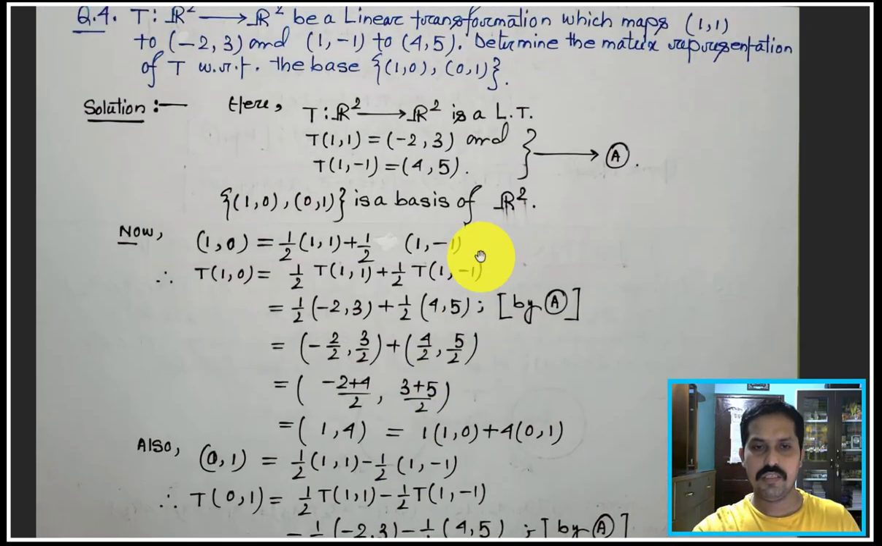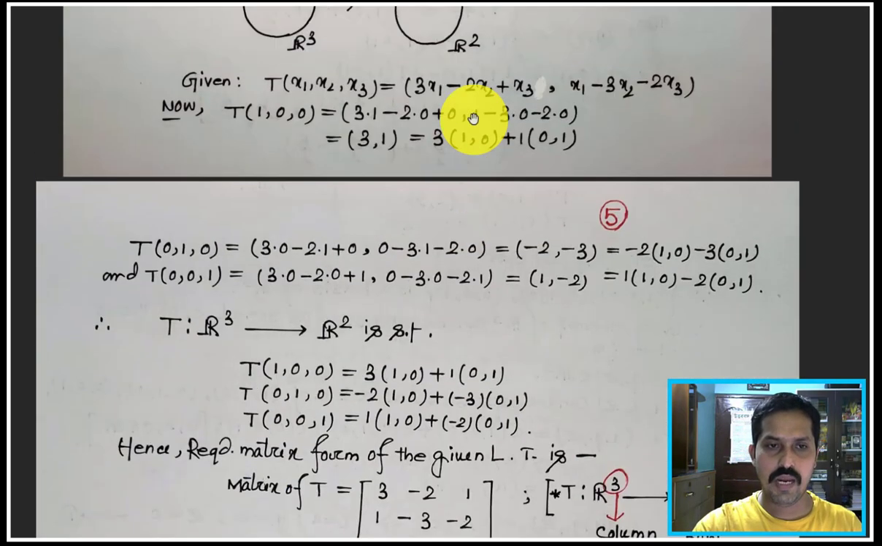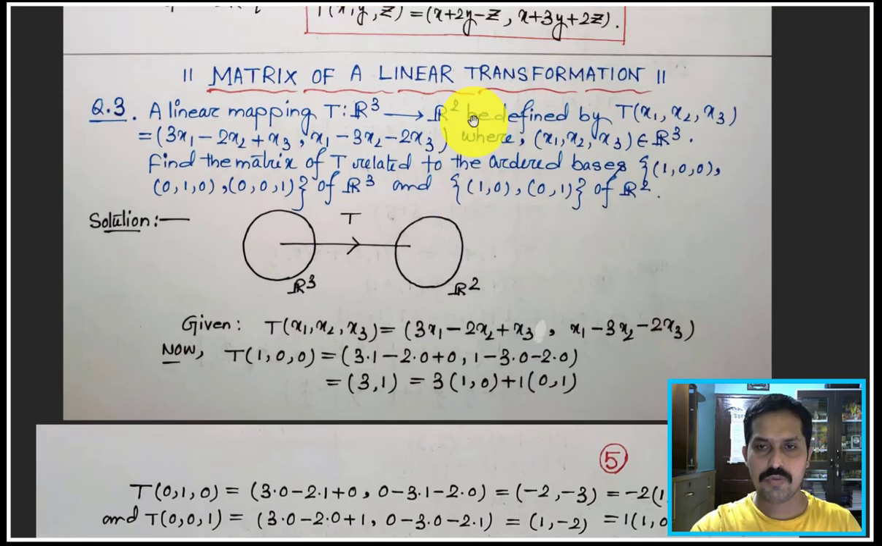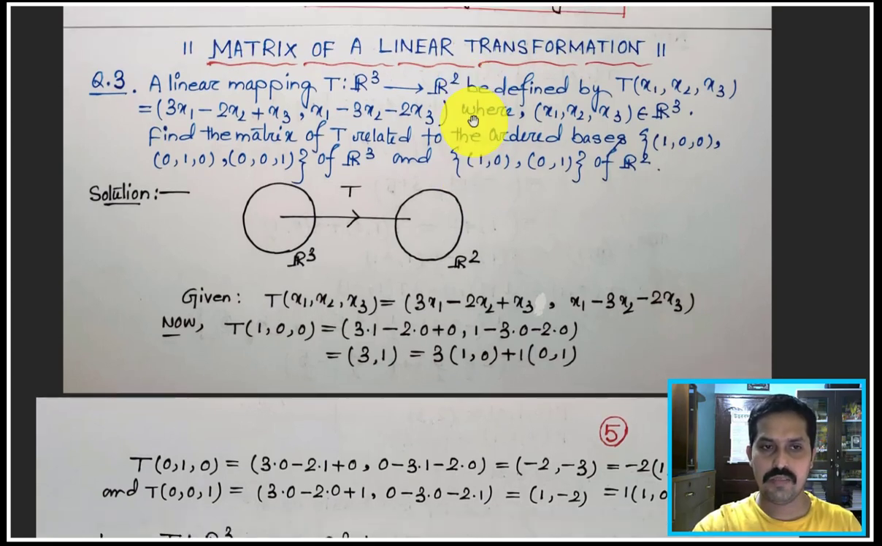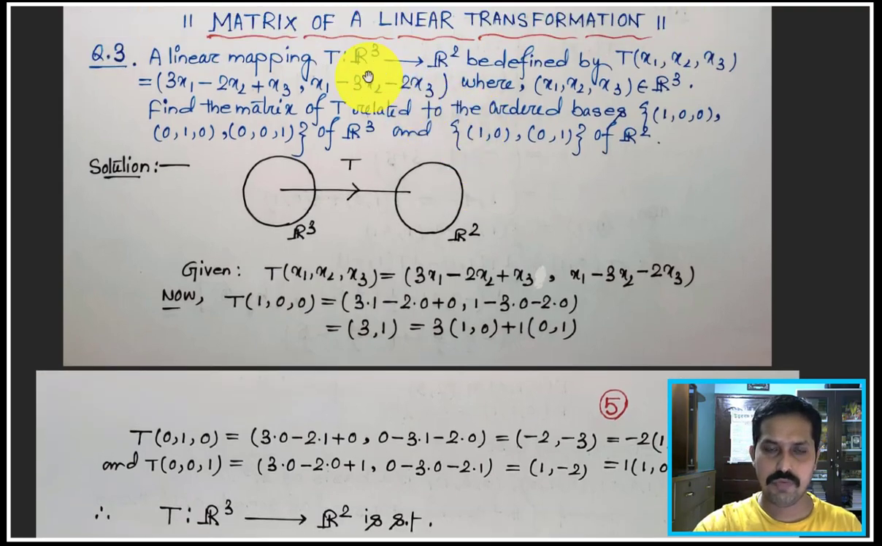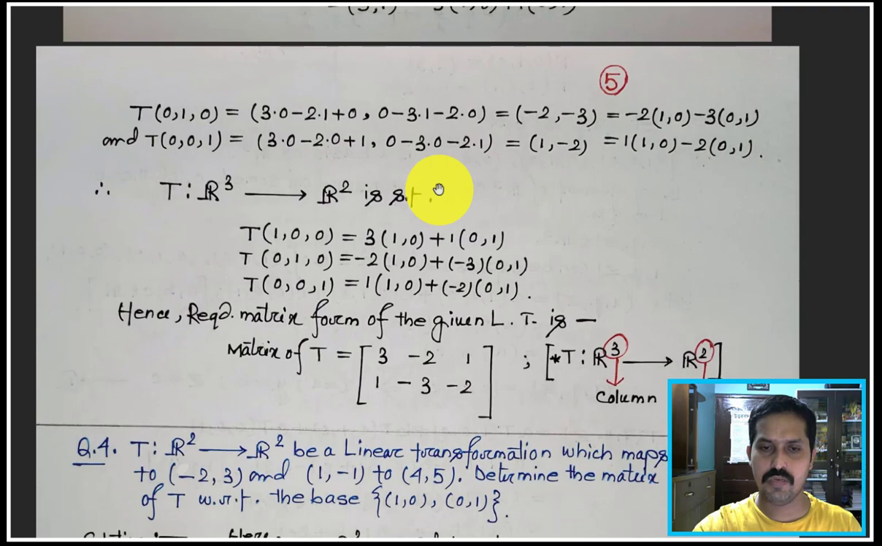So in these two examples, example number 3 and example number 4, I have shown how we can find the matrix of a linear transformation. The first one is R3 to R2, the second one is R2 to R2.